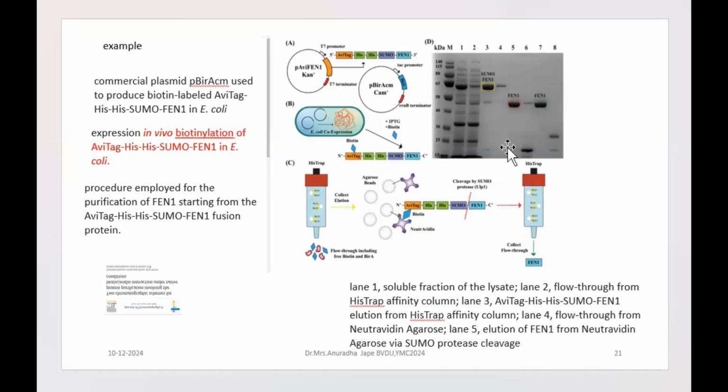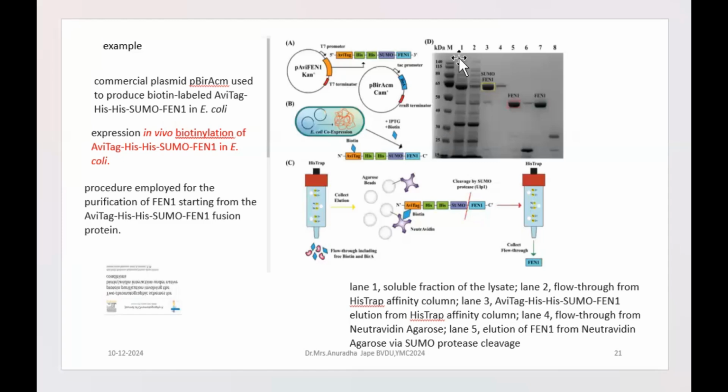So this is the electrophoresis gel, the gel doc that is shared with you. There are different lanes. This is your kilodalton, the ladder, first one, right? And then M1, 2, 3, 4, 5, 6, 7, 8 lanes you are seeing. In the first lane, what you have is the soluble fraction of the lysate. When you lyse the cell, the soluble fraction in the solvent is loaded. So many protein bands have appeared, right?